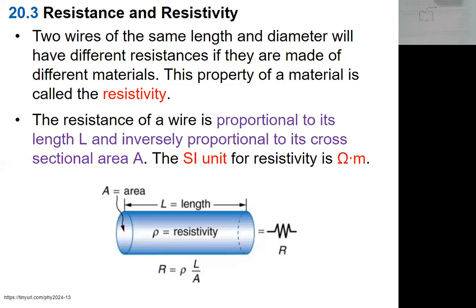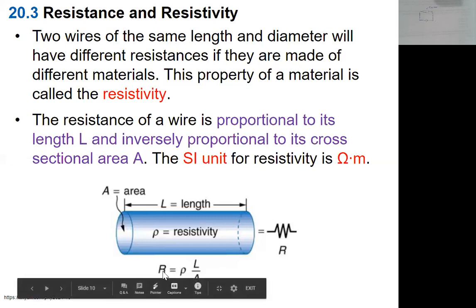You can think about it like highways: if you have more lanes, the traffic density will be lower than if you have just a couple of lanes. So this equation tells you how to calculate the resistance of a resistor made of a certain conductor.